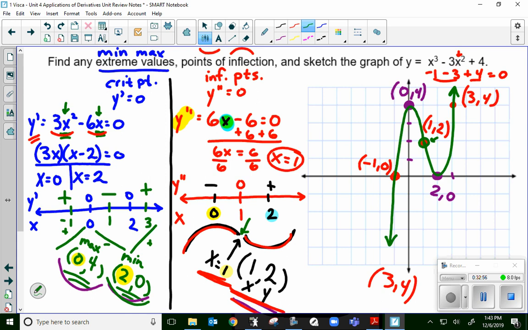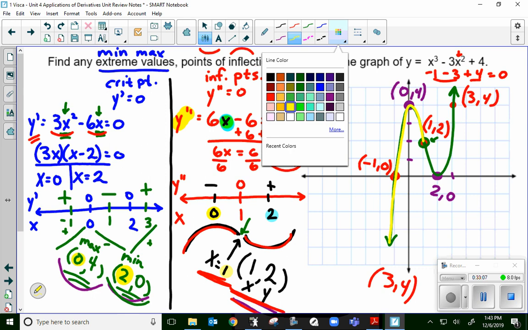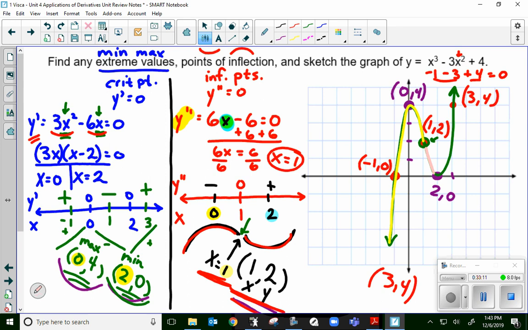Let me do this here. My sad face hits my maximum, and then boom, switches right there. And let me go to some other color, pink. Now I start my happy face, and I hit my minimum right there.